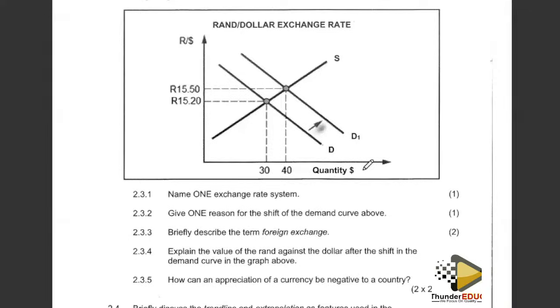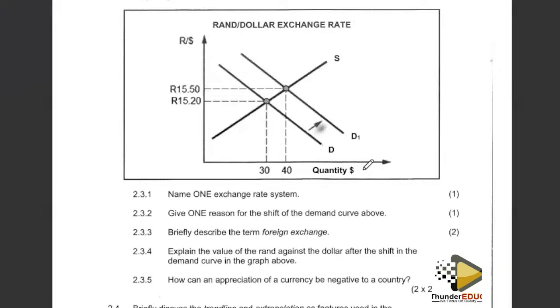So now if we check the demand curve, we have D, which is the first demand curve, and the second demand curve, D1. So it means there is a rightward shift, meaning the demand curve has shifted from D to D1. There should be a reason for a demand curve to shift. What can be the influence? There are different sets of influences that can make the demand curve shift. Okay, right.